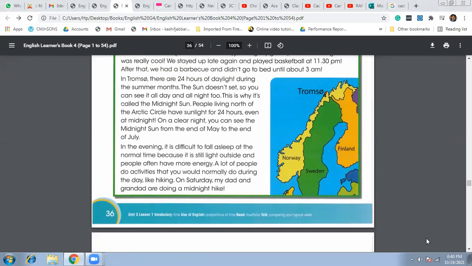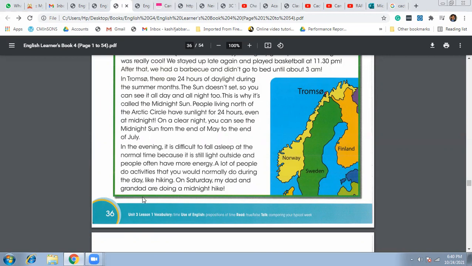So in the evening, it is difficult to fall asleep at the normal time because it is still light outside, and people often have more energy. Even at night time, people have more energy because of the sunlight, right? A lot of people do different kinds of activities that you would normally do during the daytime. Like here, during the daytime, we go to school, right? And we go to the park, and many other activities which we perform during the daytime here.